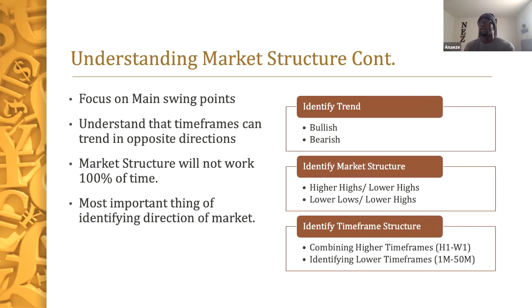I'm also going to show you that in this PowerPoint as well. I want you to understand that time frames can trend in opposite directions. What do I mean by that? The 30-minute time frame might be bearish while the 4-hour is bullish, okay? So how do you identify what you want to do if they have opposite directions?